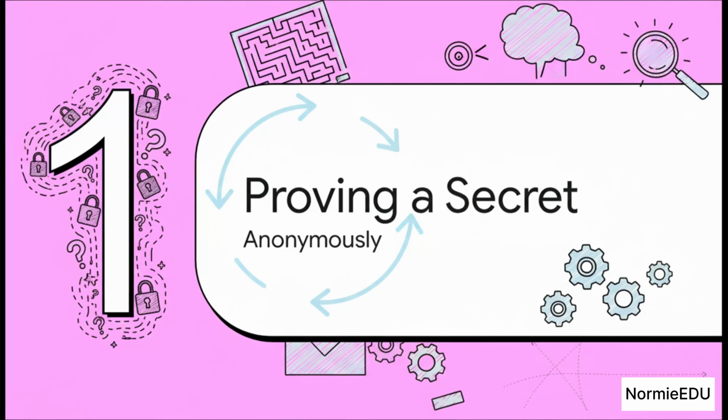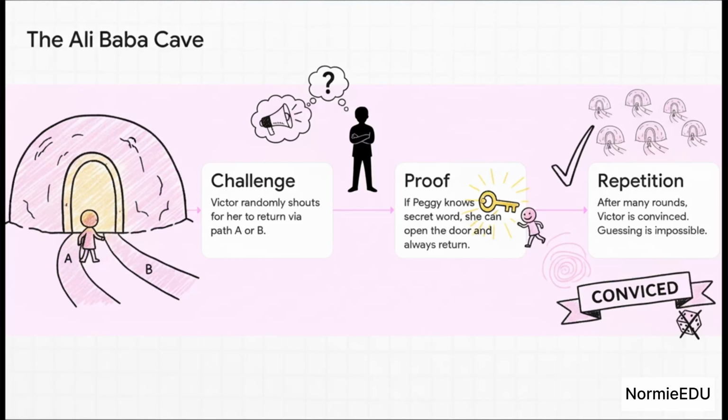To really get our heads around this, we're going to skip all the heavy math for a second. Instead, we're going to use a famous story that just perfectly illustrates the core idea behind all of this. So picture this, a cave shaped like a ring. Inside, there's a magic door that blocks the path, and you need a secret password to open it. Our prover, let's call her Peggy, says she knows the password. Our verifier, Victor, isn't so sure.